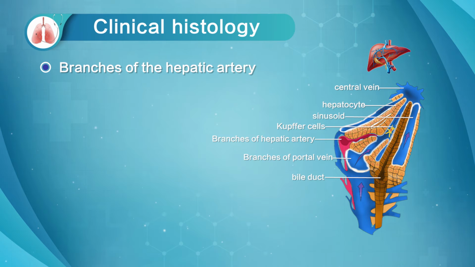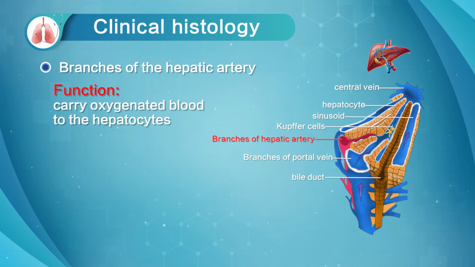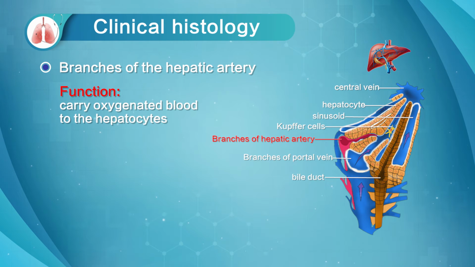Branches of the hepatic artery carry oxygenated blood to the hepatocytes. The lumen of the arteriole is small and regular. The diameter is similar to the bile duct, while the wall is composed of several layers of smooth muscle in addition to the innermost endothelium.